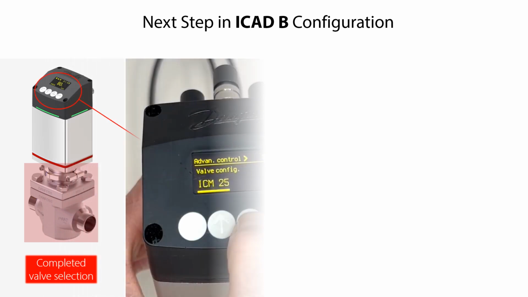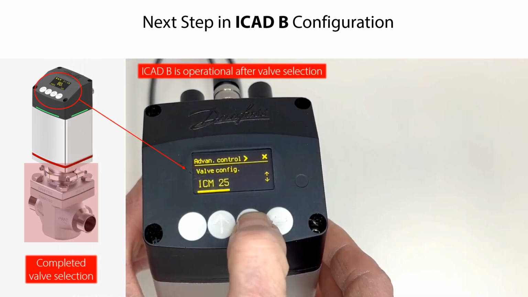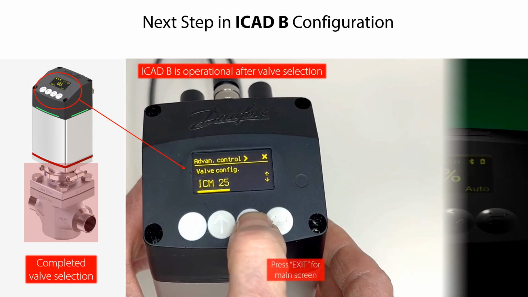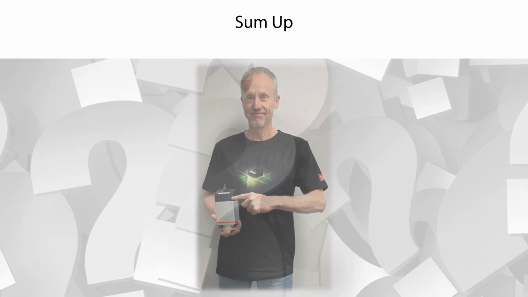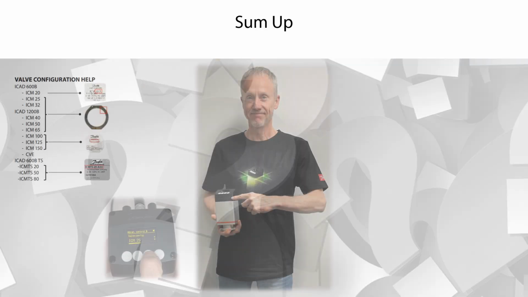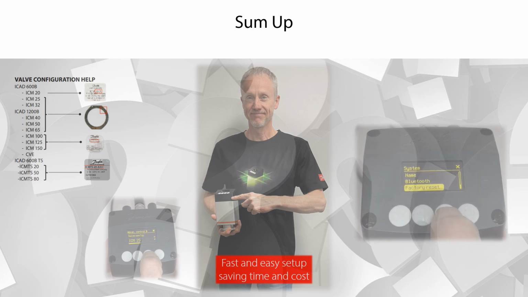After this valve selection, the ICAD B is now operational and ready for valve operation, or ready for further configuration. Therefore, firstly press the exit key several times to return to the main screen. Okay, you have now seen demonstrated how to do a manual valve selection in the ICAD B. This supports you in doing a fast and easy valve setup, saving your time and cost. So let us then, as a final exercise, show you how you can reset the ICAD B to factory settings, should you wish to do so.